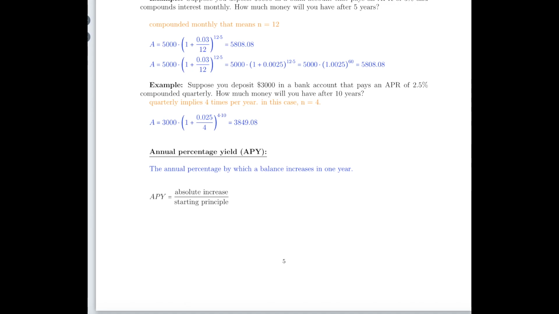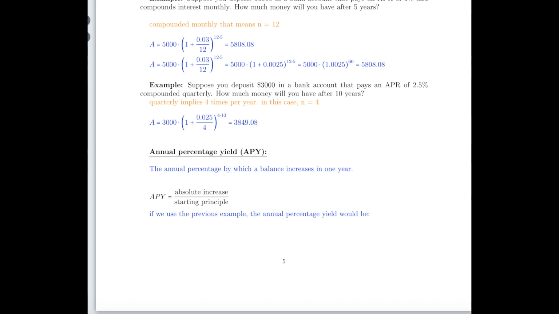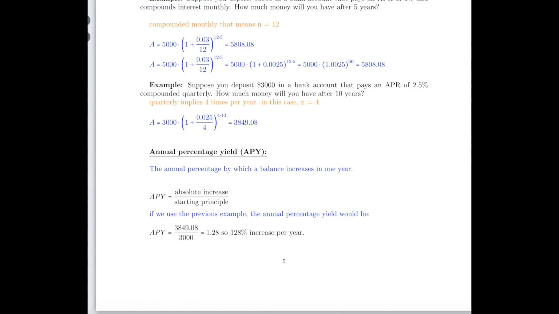So if we want to find the annual percentage yield, we can take the previous example to give us an example of how to find it. We take our absolute increase, which is the 3849.08, and our starting principal, which was the 3,000, and plug that into our formula, and we get 3849.08 over 3,000 is 1.28, which gives us 128% increase per year.